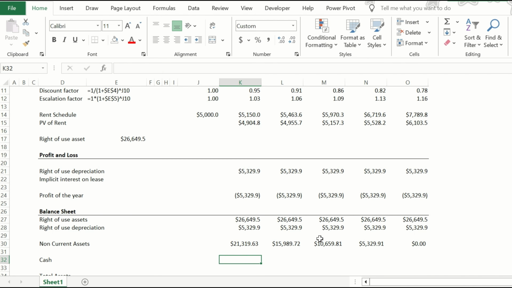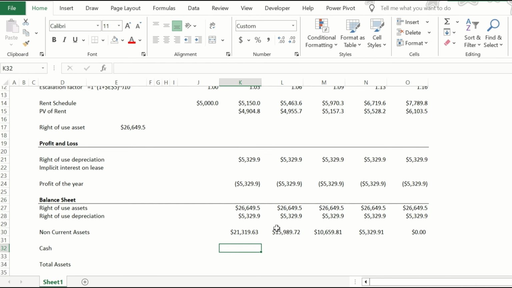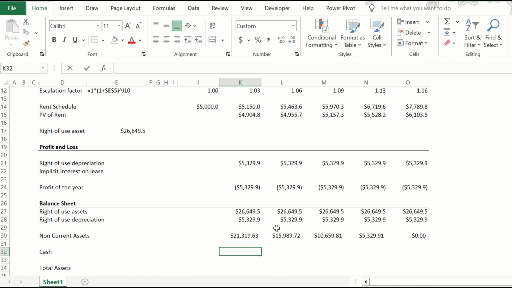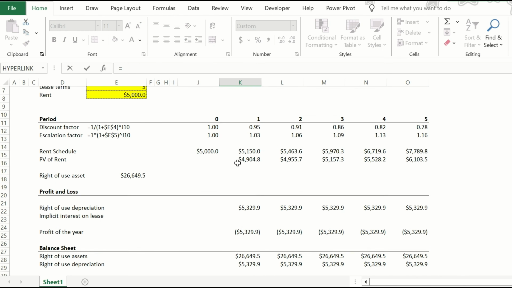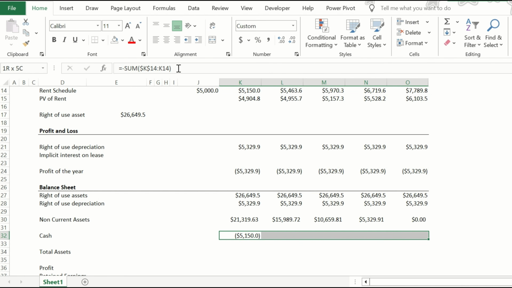On the cash side, because we are paying rent, the cash will reduce by the rent paid each year, and because cash is a balance sheet line item, again we will track it as a cumulative impact. So this was our rent schedule, and because we are paying, the cash impact would be negative. I do the cumulative sum similar to the accumulated depreciation. I lock the first one, but I'm not locking the second range. Now drag it. So this is our cumulative cash impact.